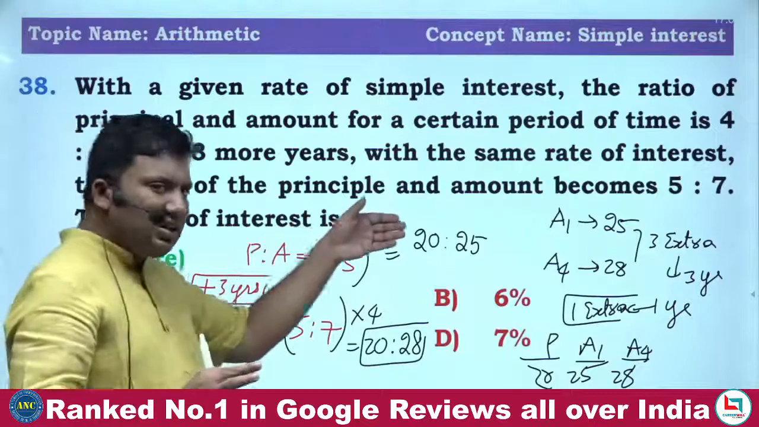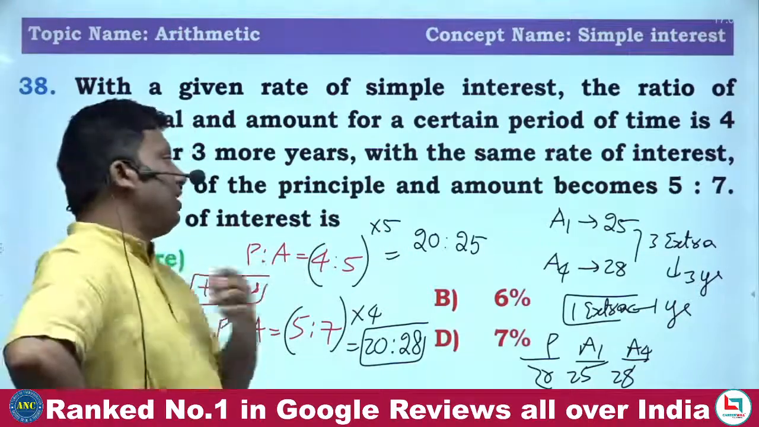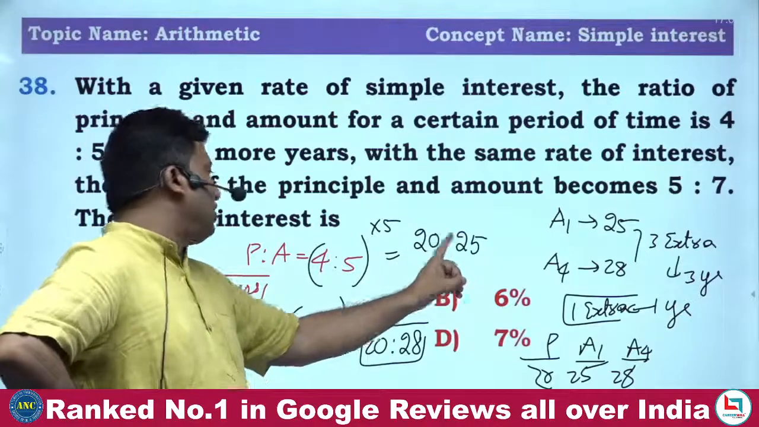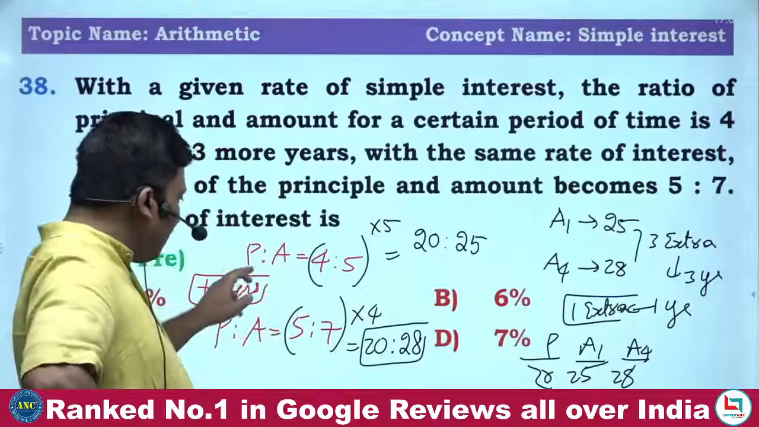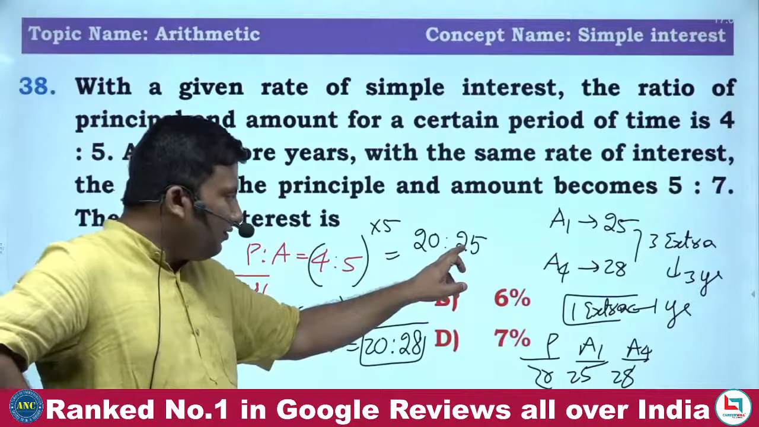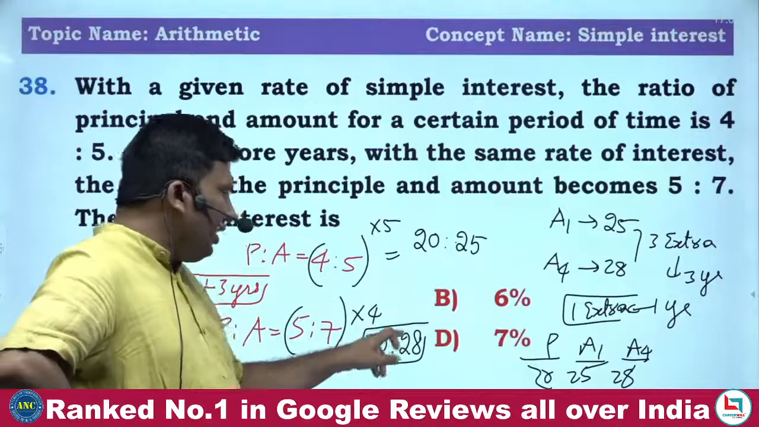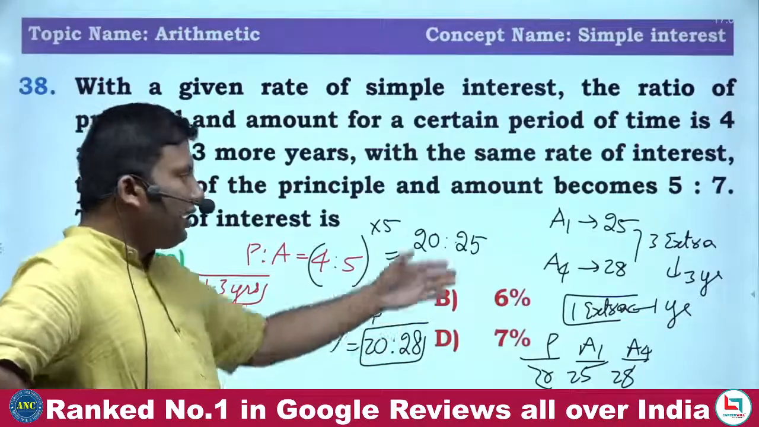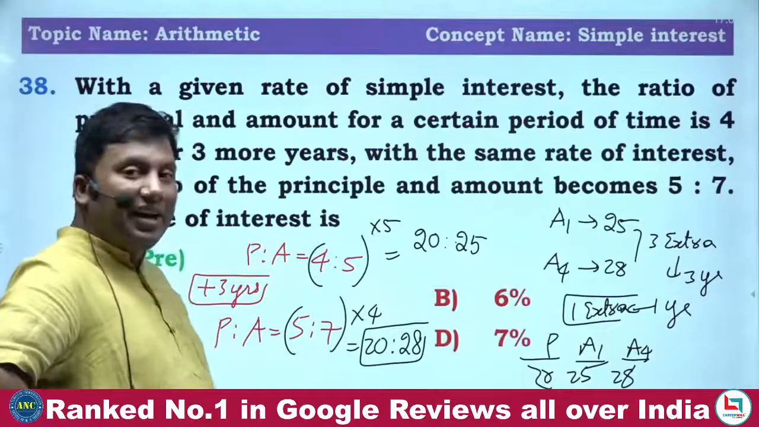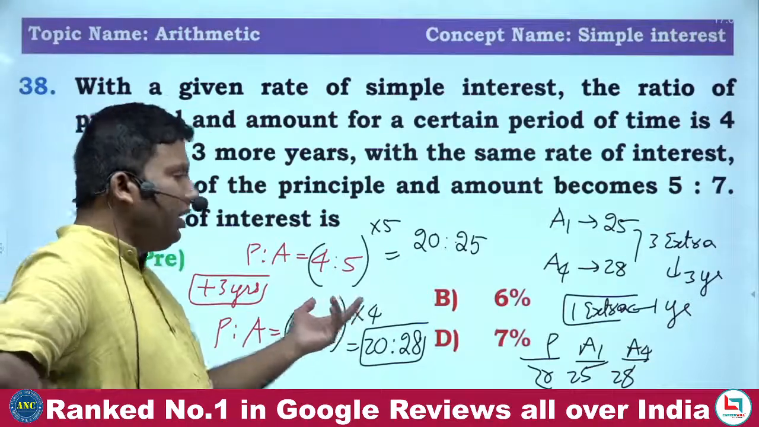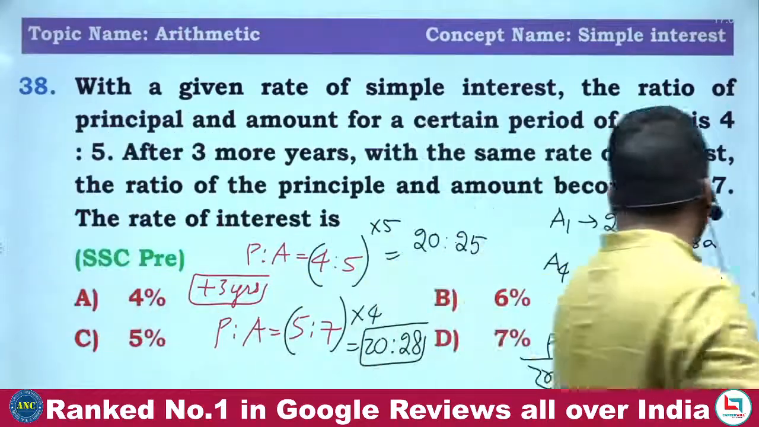The idea is to make the principal the same. This is 20, this is 25, and this is 28. That means there is a difference of 3 years. So if it is 3 years, how much did I get extra? 3 extra I got. I hope the idea is clear. 1 extra in 1 year. From there, you can calculate the value.